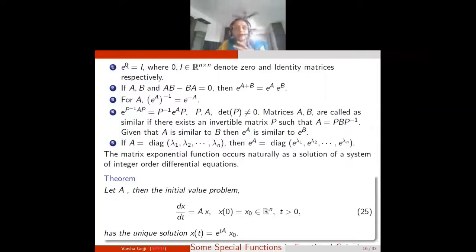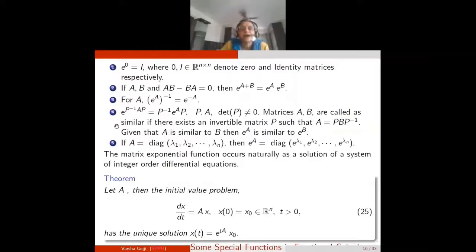Now, e to the power 0, where 0 means the zero matrix, is the identity. Another thing is, if A and B are n cross n matrices which commute, AB equal to BA, then e to the power A plus B is e to the power A times e to the power B. Note that capital A and capital B are matrices, and this property holds good when they commute. Now when A is a matrix, e to the power A inverse is nothing but e to the power minus A.